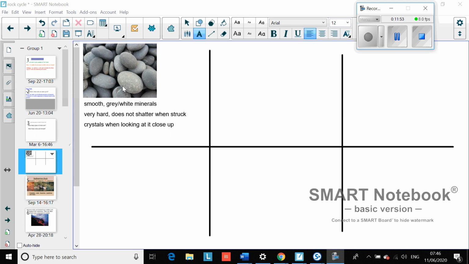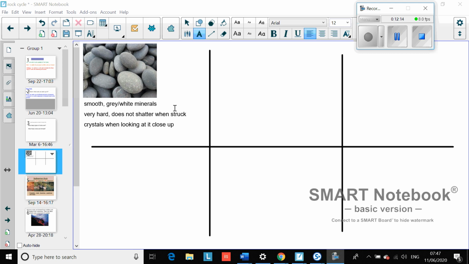And what I'm looking for is a simple description of what it was like. So, for example, these ones you might find at a beach. So they're very smooth because they've been weathered by the sea. They seem to be made up of grey and white minerals. You can see there's grey with white patches. Very hard. A stone like this would not shatter when struck.